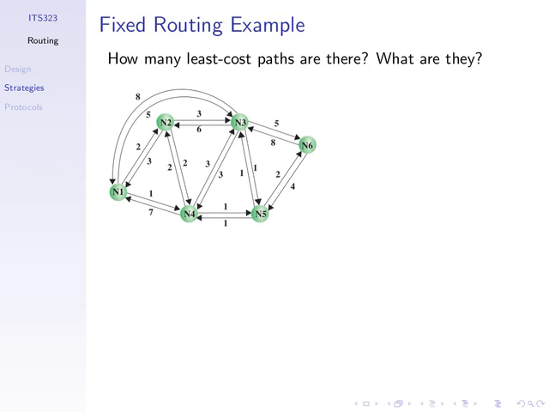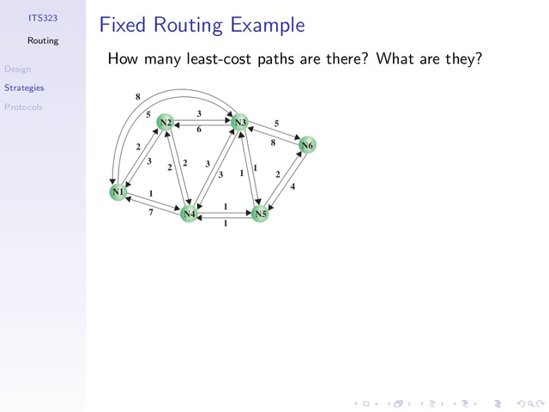What's the cost from N1 to N5? 2. If there was a path from N1 to N5 with a cost of 1, then that would mean there's a path from N1 to N3 with a cost of 2. But we know that there's not a path from N1 to N3 with a cost of 2. The least cost is 3.